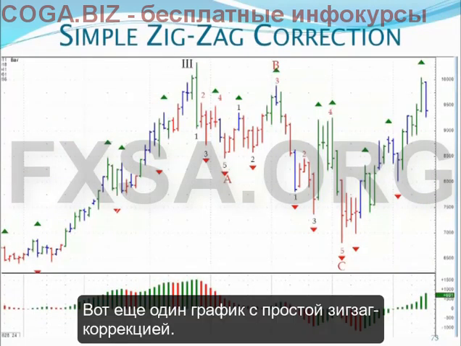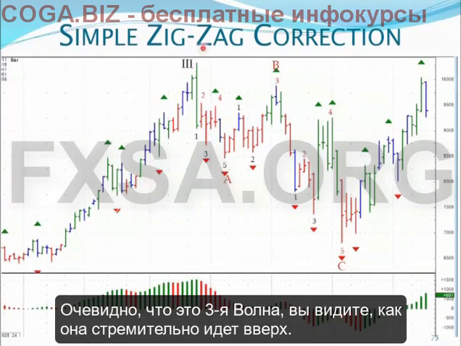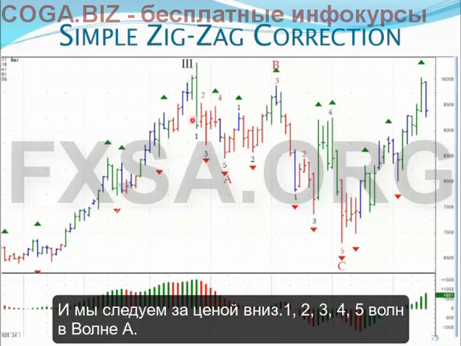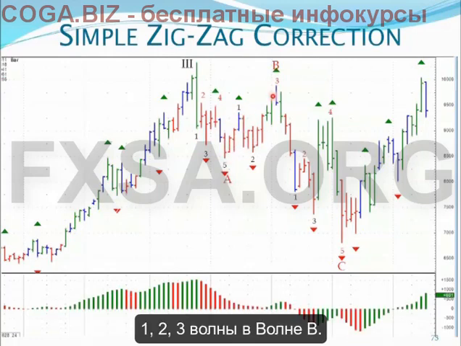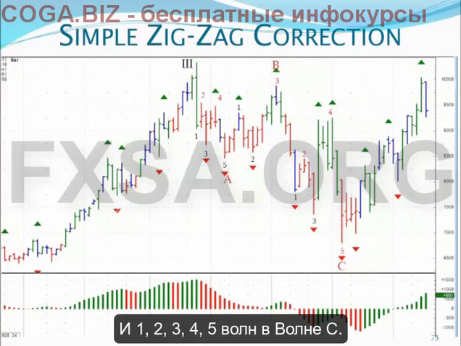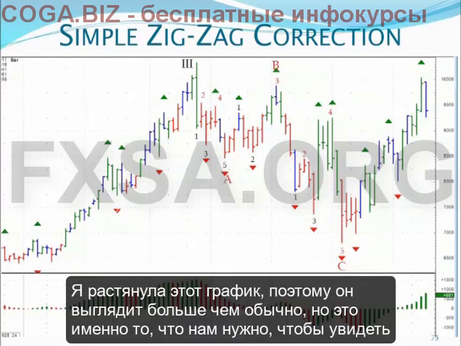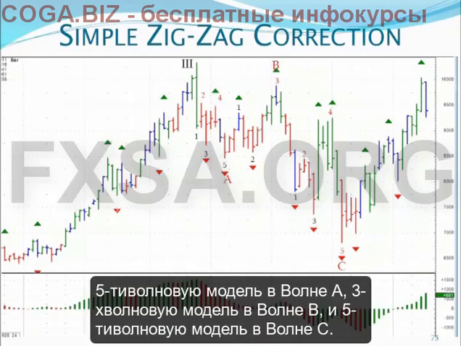Here's another chart with a simple zigzag correction. Obviously this was a third wave here. You can see it going straight up. And we're looking down here at 1, 2, 3, 4, 5 waves in A, 1, 2, 3 waves in B, 1, 2, 3, 4, 5 waves in the C wave. Now I've stretched this chart out so it looks a bit exaggerated, but this is what we're looking for: the 5-wave pattern in A, a 3-wave pattern in B, and a 5-wave pattern in C.